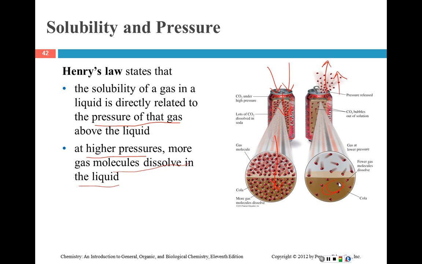Then these molecules that were dissolved in the water are going to come up. That's why if you leave that top off for very long, your beverage is going to go flat, because the gas, the CO2, which is in here, is going to escape up through that open top.